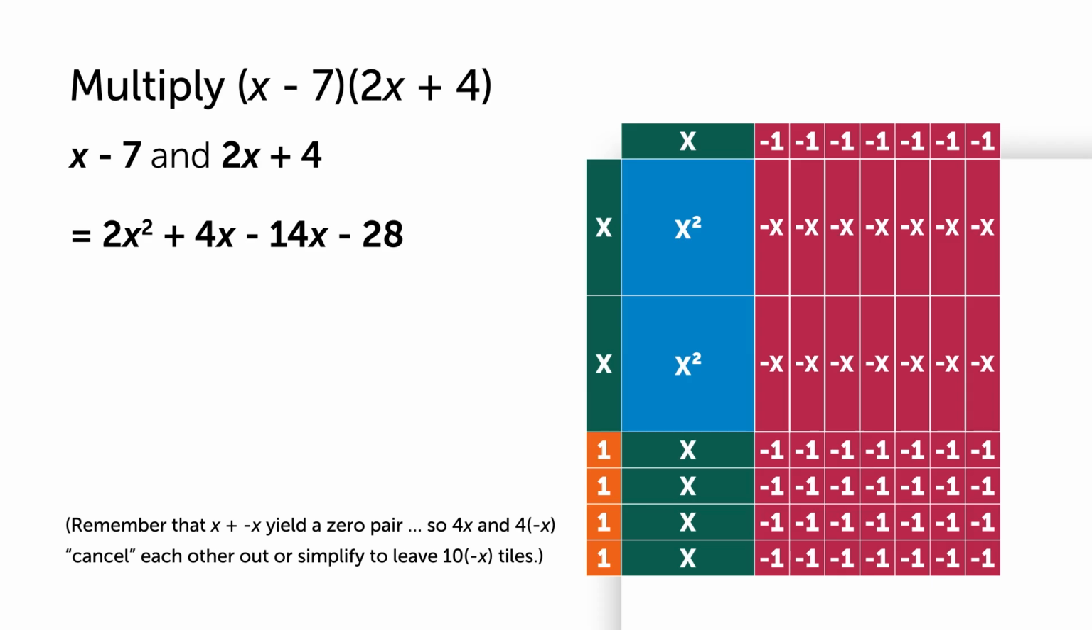Once fully simplified, we end up with 2x squared minus 10x minus 28.